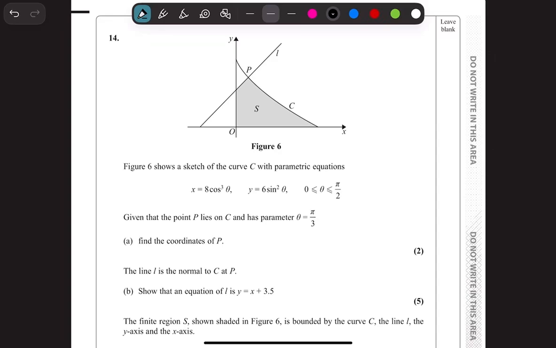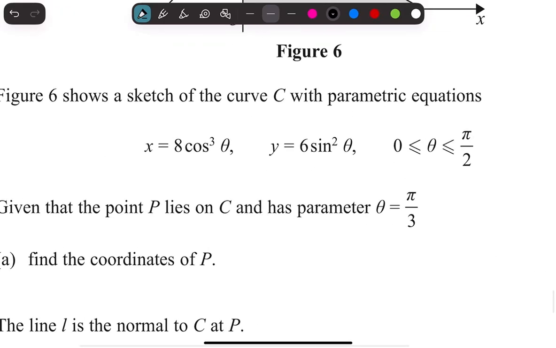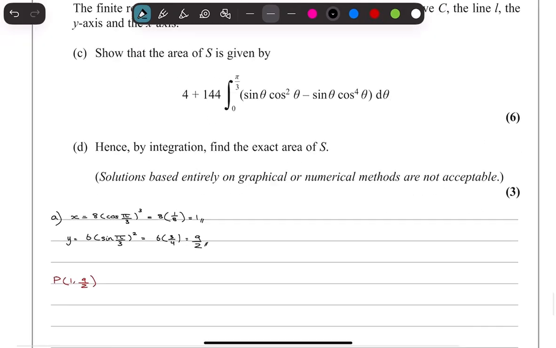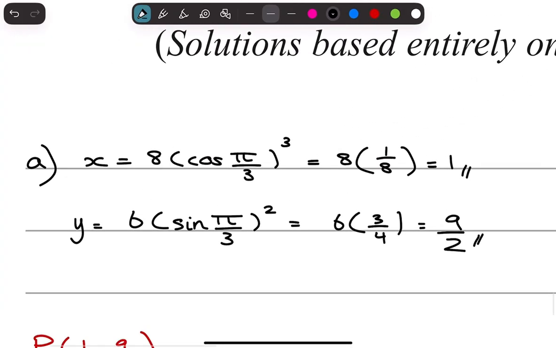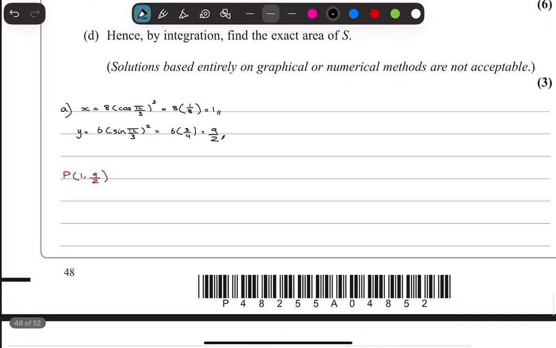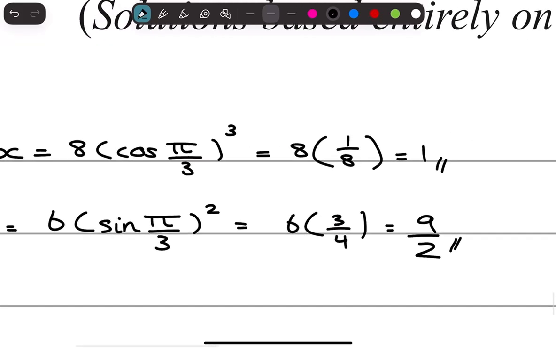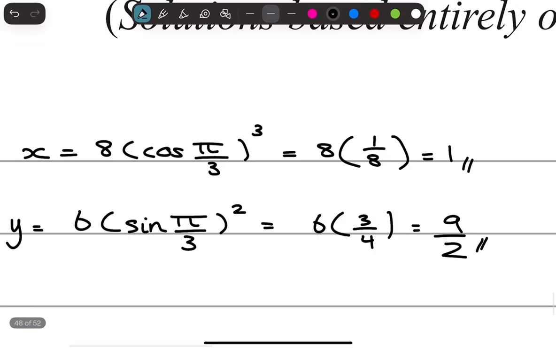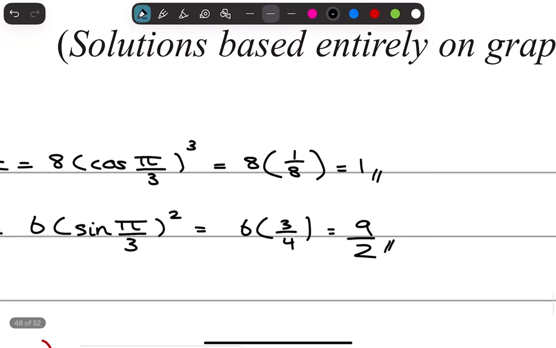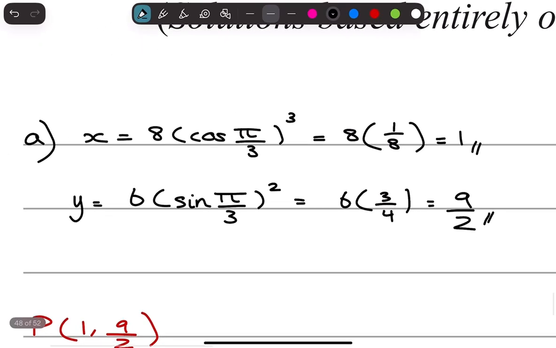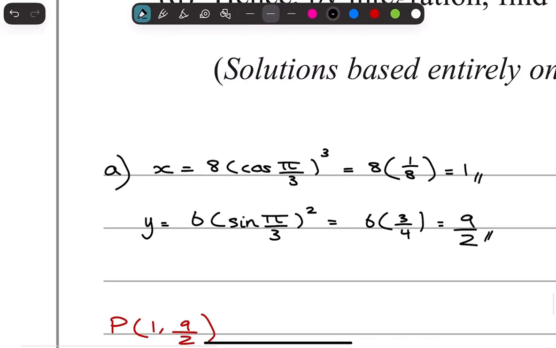It's very, very easy. All you need to do is just sub this value of theta into 6 sine squared theta and 8 cos cubed theta. So if you do that, this is what I've written. How I like to write it is, instead of writing it exactly like it is in the question, I like to put brackets in and then put the cube on the outside just to make it that bit easier. Once you compute that in your calculator, you get really nice round values of 1 and 9 over 2 for x and y.